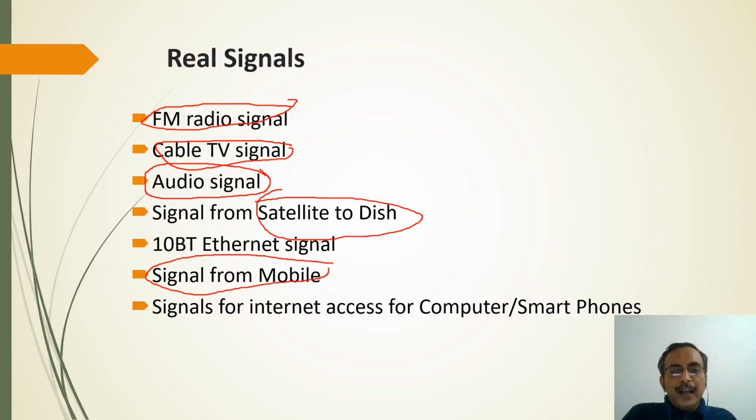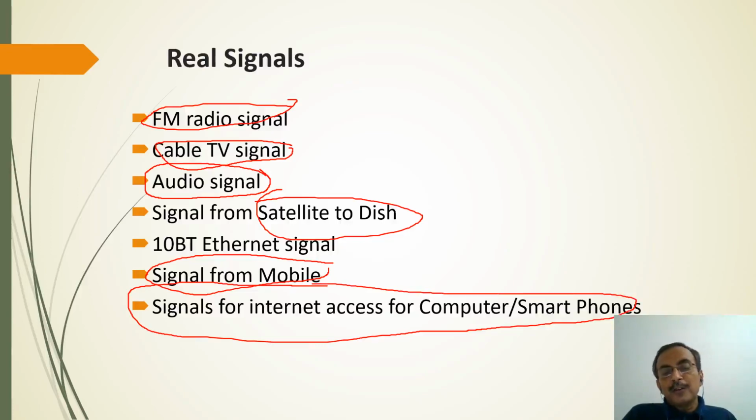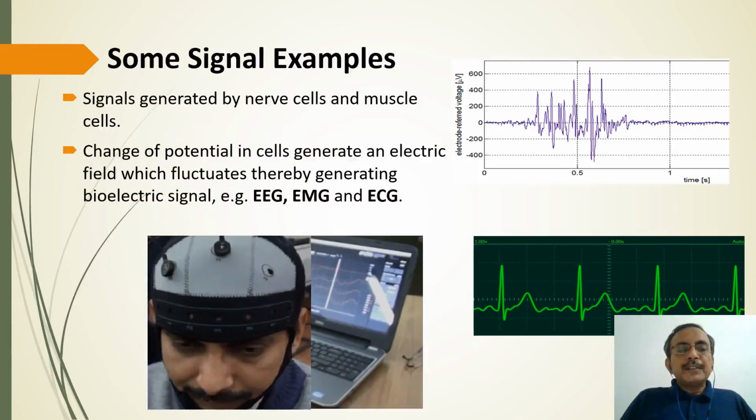We can have signals in the form of information coming to the computer or the smartphone through the Wi-Fi network or through the broadband or optical fiber networks. So these are the various types of signals which are available around us, and we usually don't notice them. Our body is itself a source of a lot of signals.